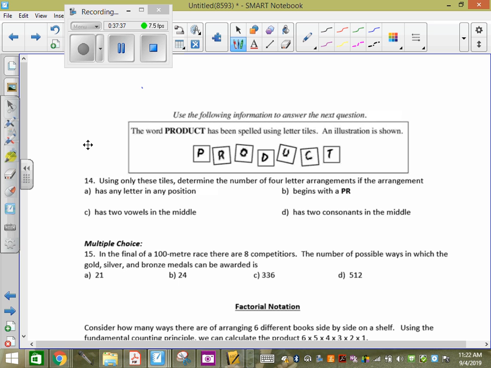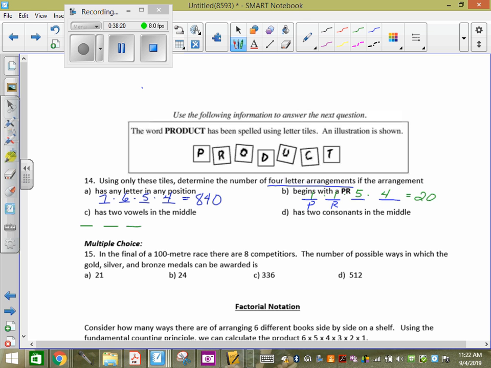So this one has the word product. Does product have any doubling or tripling letters? Nope. It has 7. Using only these tiles, determine the number, once again, 4 letter arrangements. 1, 2, 3, 4. So we're going to have 7 times 6 times 5 times 4, which has always been, was that 840? We've done it like numerous times. Was it 840? Okay, and then begins with a PR. So PR. So that gives us 1 times how many letters are left? 5, because we've used up 2 letters. 5 and 4. So it's 20.